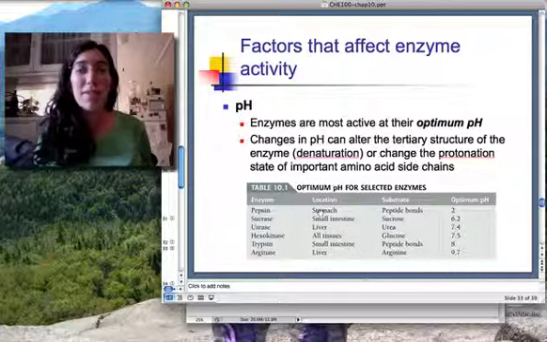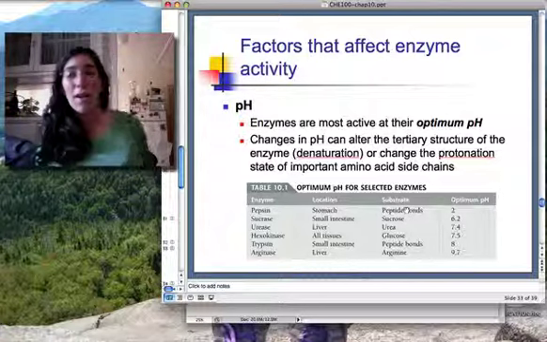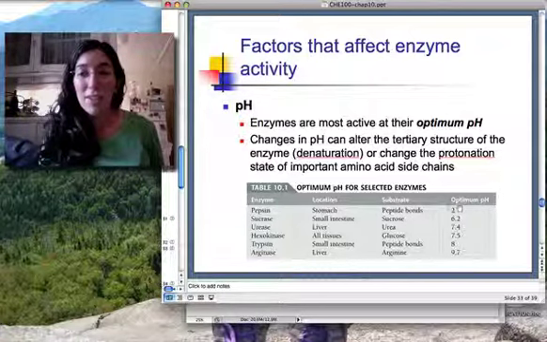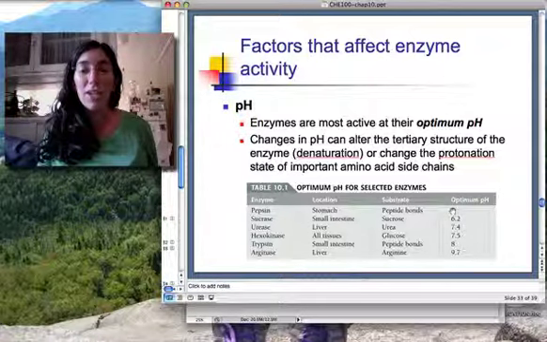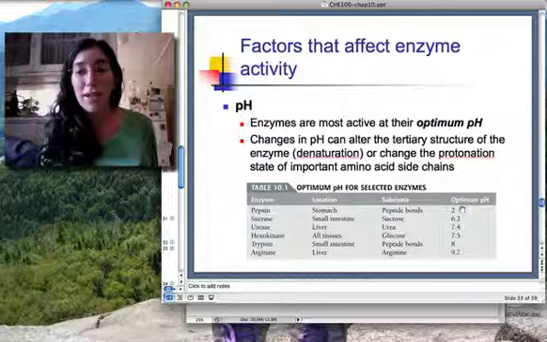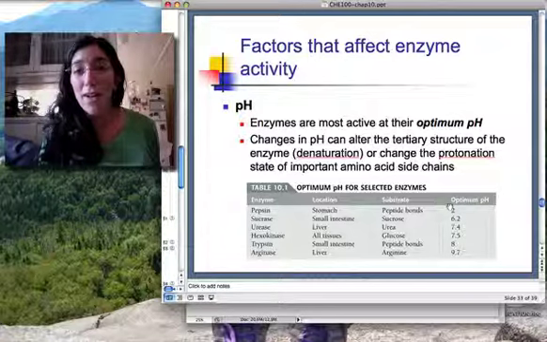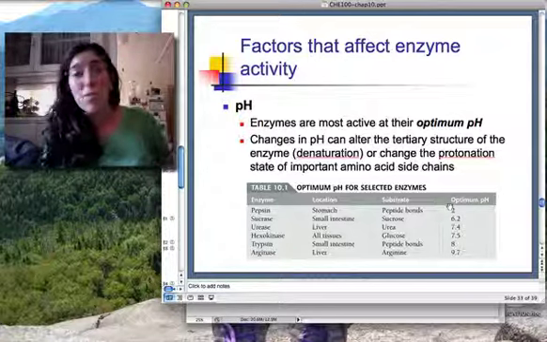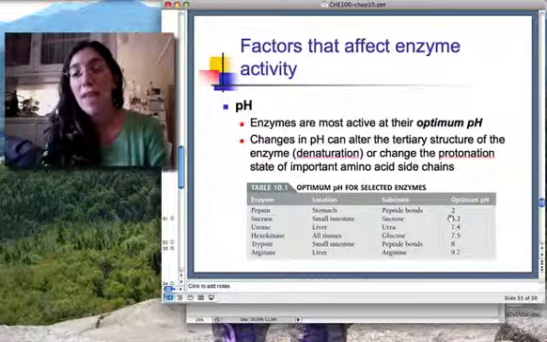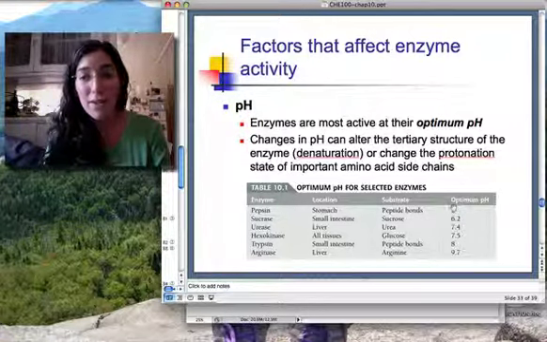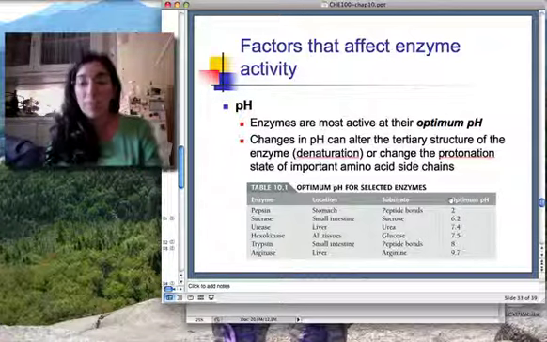Pepsin is an enzyme in the stomach that helps break down proteins. It breaks peptide bonds. Okay, the pH in the stomach is about 2, so the optimum pH for pepsin is 2. If you take pepsin out of the stomach, or you put it in an environment where the pH is higher, for instance, as food moves through the small intestine, the pH gets higher and higher, and pepsin doesn't work as well. It works ideally at a pH of 2.